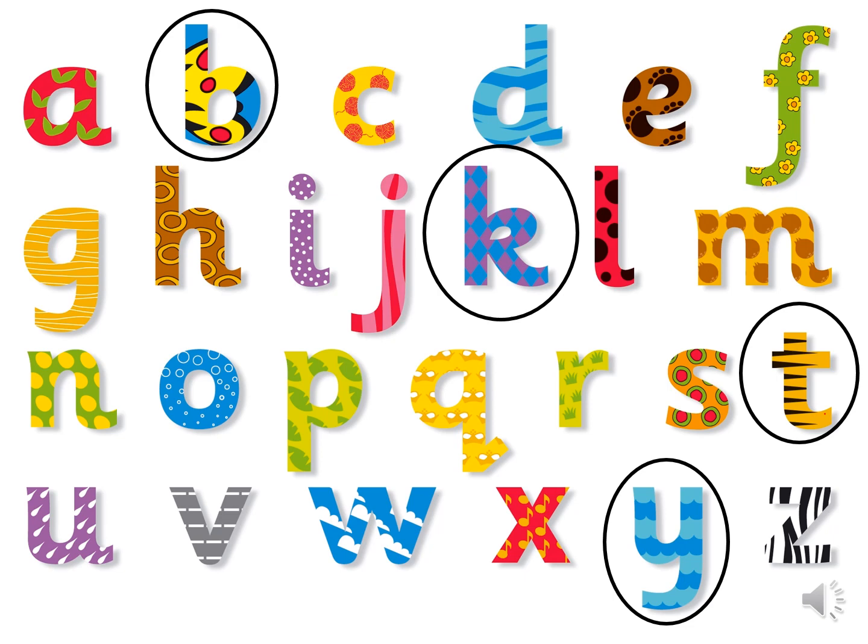Look, I have circled 4 letters. Can you tell me the letter names? Starting from the bottom this time, going up to the top. At the bottom we have Y, then T, K, and at the top, B.